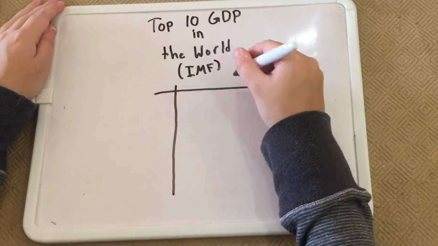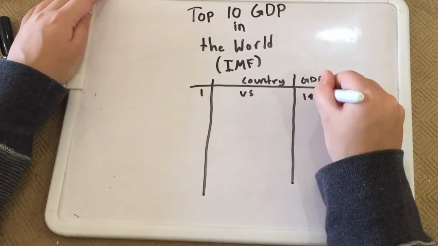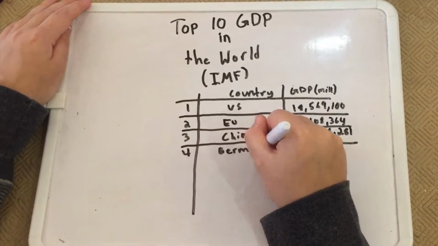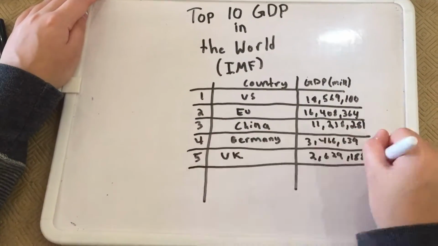Here we have a table of the top 10 GDPs in the world. We have the USA at the top and the EU as a close second. Canada is number 10 in the world with about 1.5 trillion.